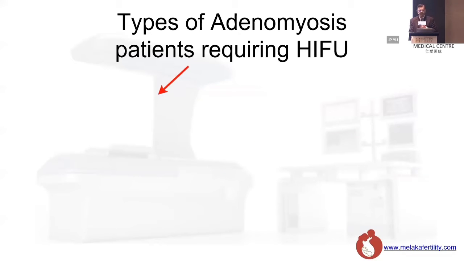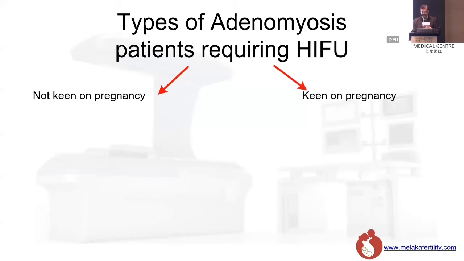Okay, now let's look at the group of patients with adenomyosis that we see. The first group are the ones who do not want to conceive. I like these patients because these are the patients that I can enjoy my ablation and just ablate everything. Then come the patients who want to get pregnant, those who want to conceive. And they are divided into 3 groups. The first group is the one who have frozen embryo, already frozen. I like these patients. I'll tell you why.